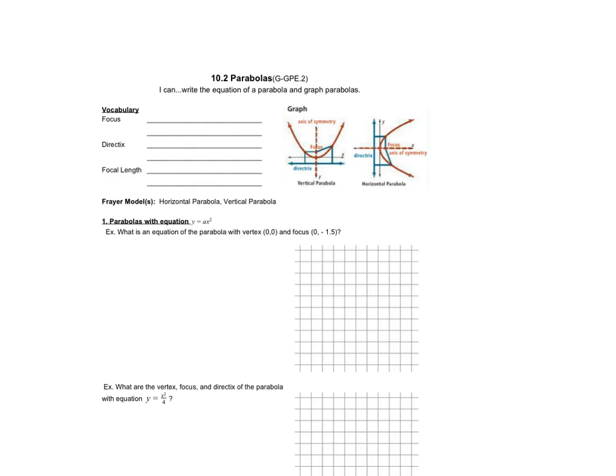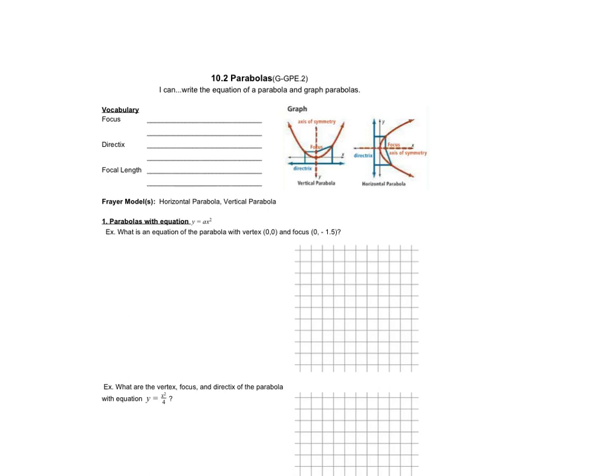Okay, dealing with the parabolas as we work with conic sections. A parabola is a set of all points in the plane that are the same distance from a fixed line and a fixed point not on the line. So a parabola is a set of all points which are equidistant from a fixed point, which we'll call the focus, to a line. The fixed point is called the focus of the parabola, and the fixed line is called the directrix.